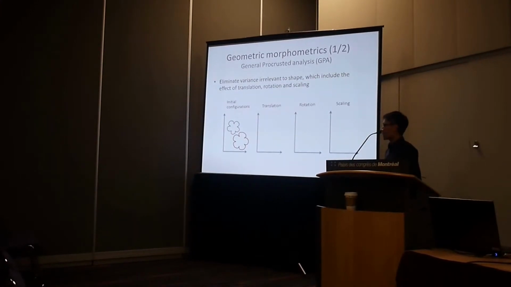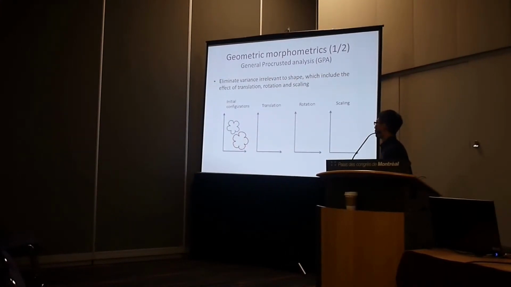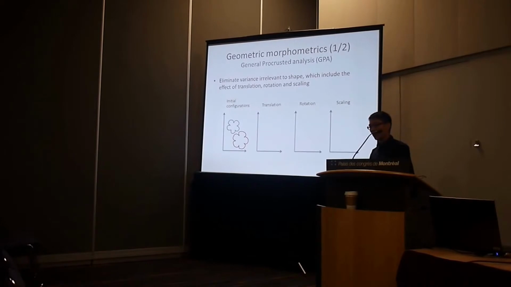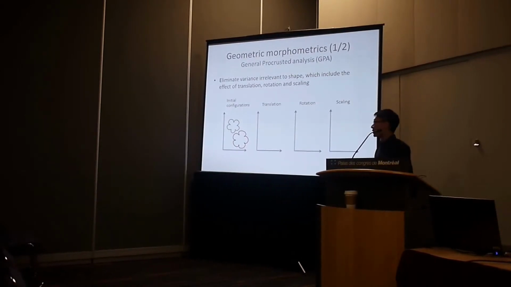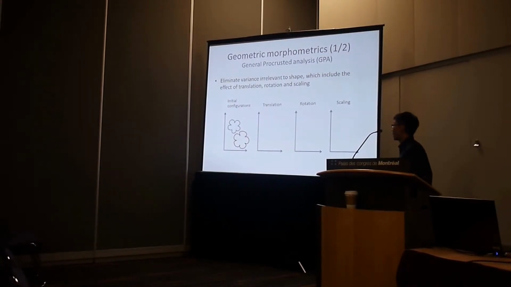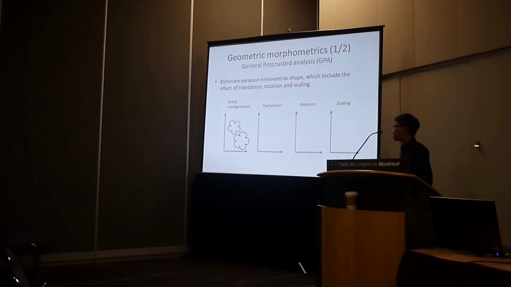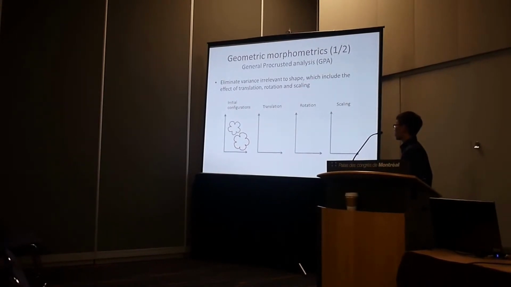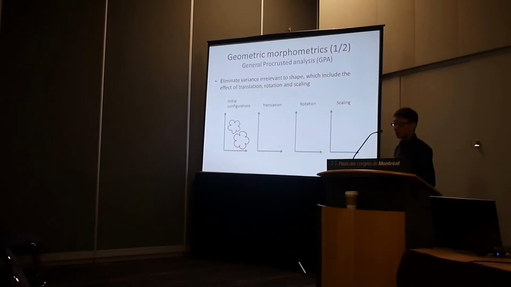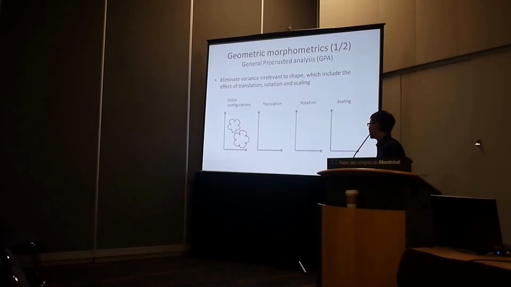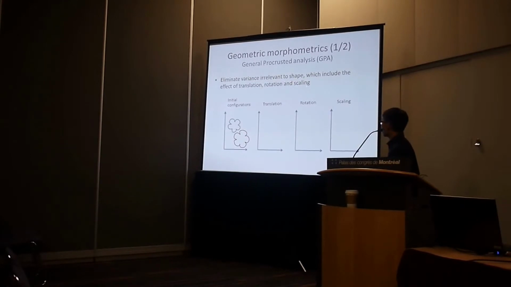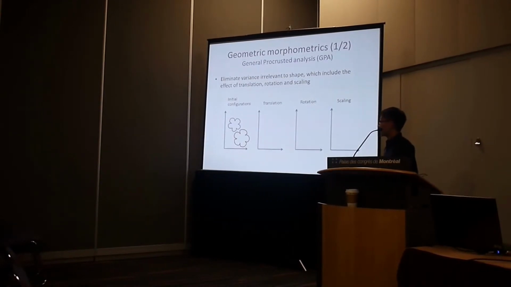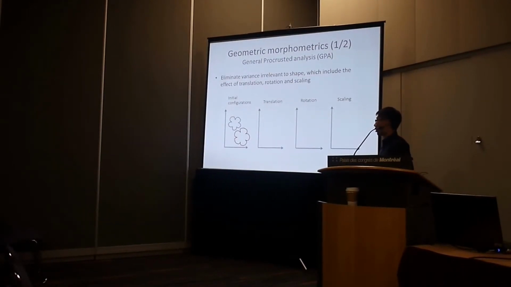So after landmark selection, we will go to geometric morphometrics, which is a method for analyzing shape variation. Basically, geometric morphometrics include two steps. The first step is generalized Procrustes analysis, also called GPA. The purpose of GPA is to eliminate variance irrelevant to shape, which includes the effect of translation, rotation, and scaling.